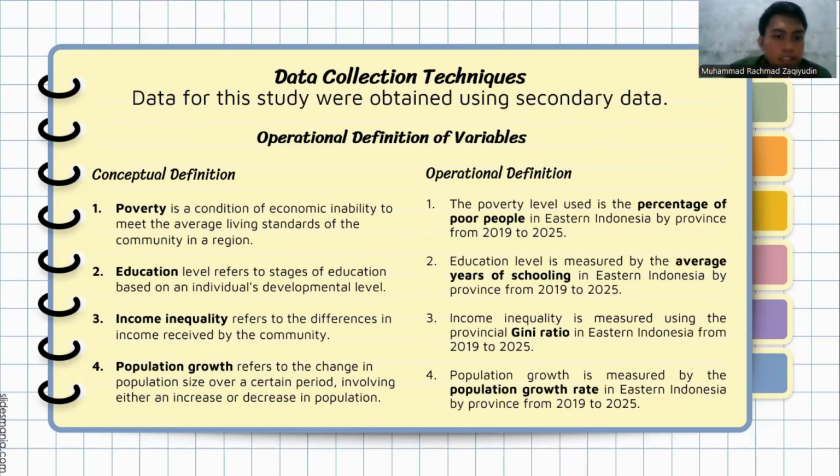On the operational definition of variables, the conceptual definition: poverty is an economic condition of inability to meet the average living standard of the community in the region. Education level refers to the state of education based on individual development level. Income inequality refers to the difference in income received by the community. Population growth refers to the change in population size over a certain period, involving either an increase or decrease in population. In the operational definition, the poverty level is the percentage of poor people in Indonesia by province from 2019 to 2025. Education level is measured by the average years of schooling. Income inequality is measured using the provincial Gini ratio. Population growth is measured by the population growth rate.